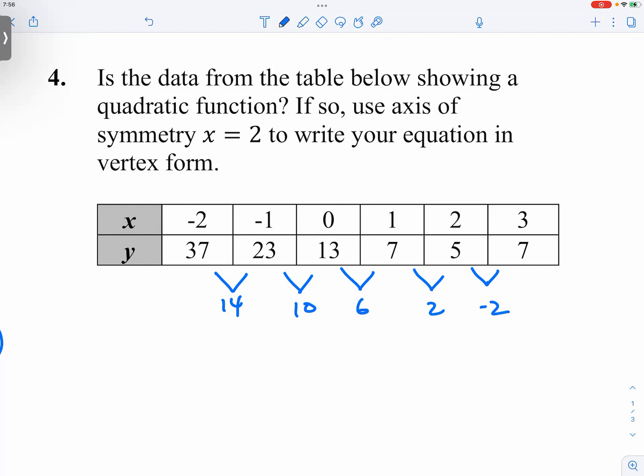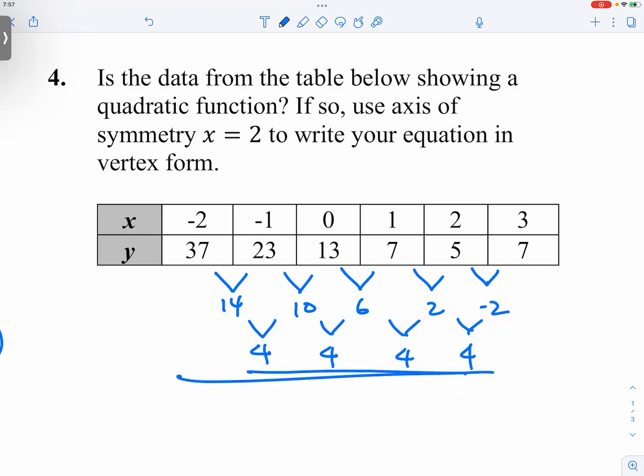So now the first difference is not the same, as you can see right here. That means it's not linear. And then we can go ahead and say, well, what about the difference of the differences? That's 4, right? 14 minus 10 is 4. 10 minus 6 is 4. 6 minus 2 is 4. 2 minus -2, which is 2 plus 2, it's 4. So then we say, hey, they're all the same.